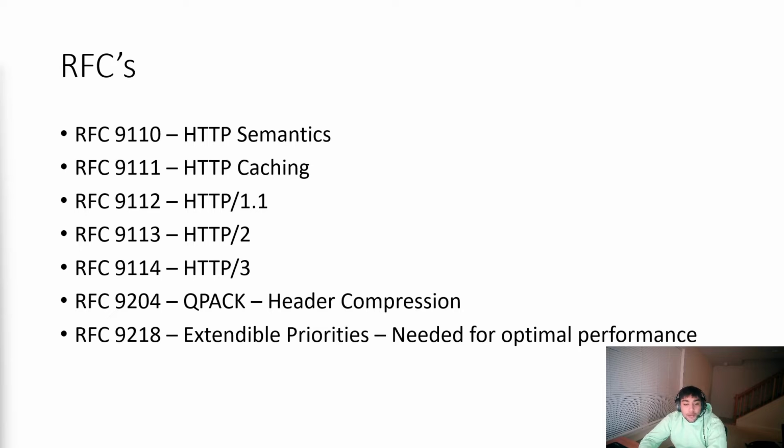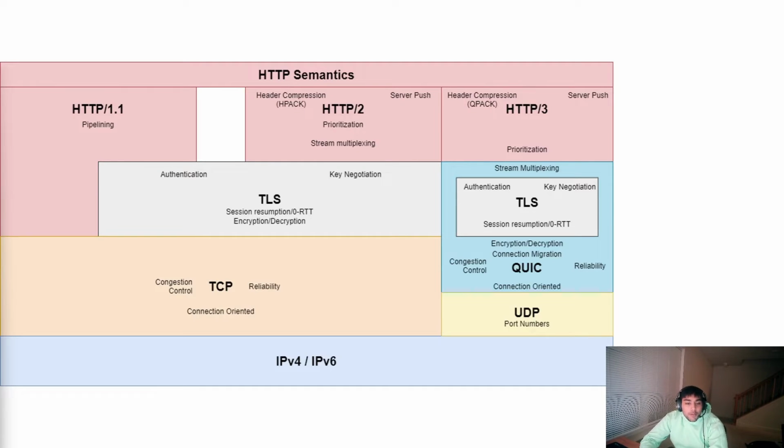Recently, all the HTTP related RFCs were redesigned to separate out the different HTTP versions. The main ones we're going to look at here are QPACK and extensible priorities. I like this slide because it really shows that HTTP/2 and HTTP/3 are really quite similar. They do very similar things. There was a much bigger difference between HTTP/1 and HTTP/2, which brings up my point that HTTP/3 isn't what we really wanted. We wanted QUIC.